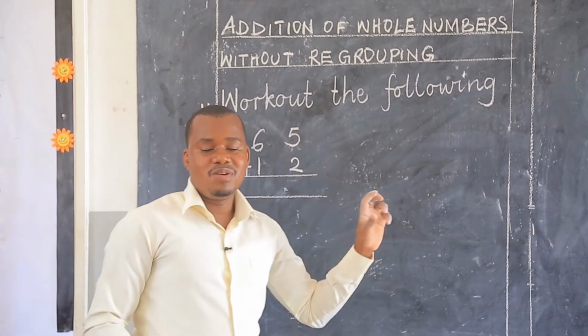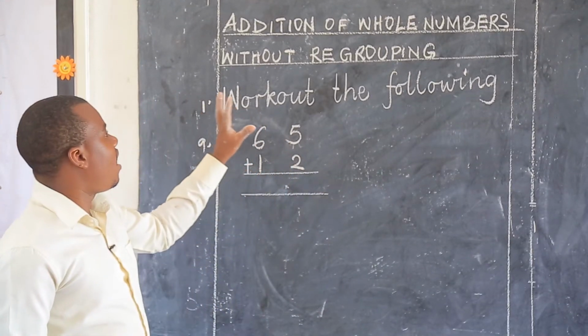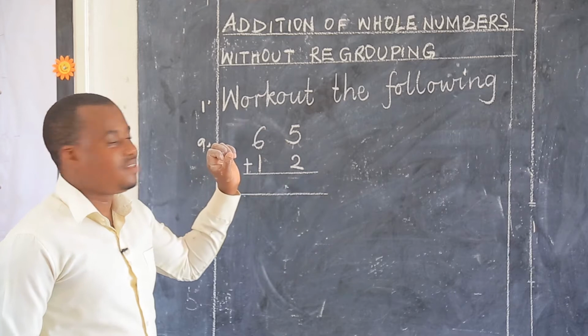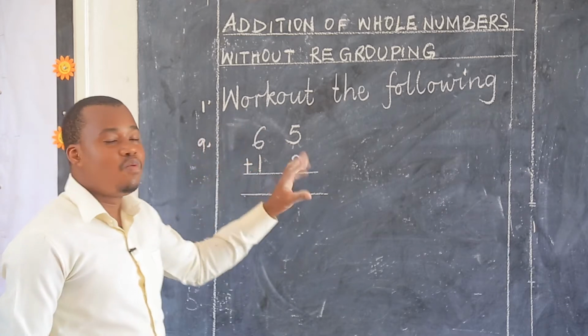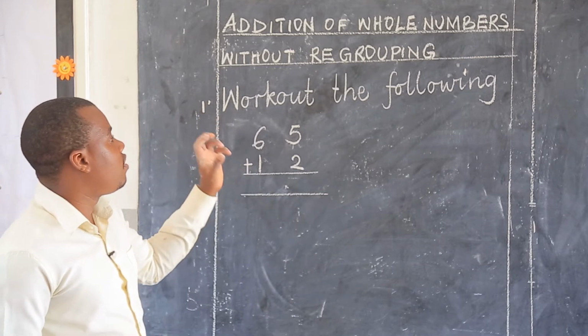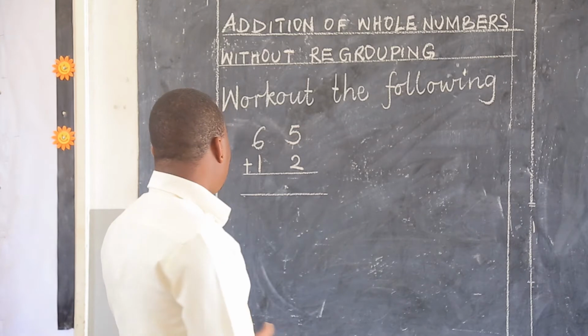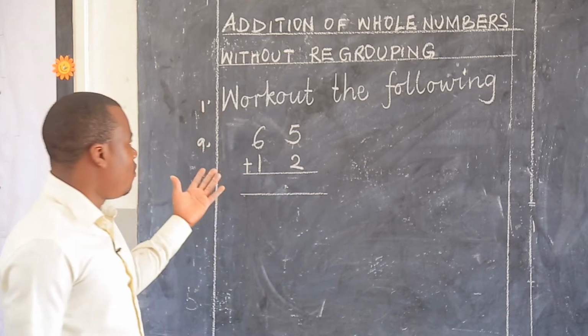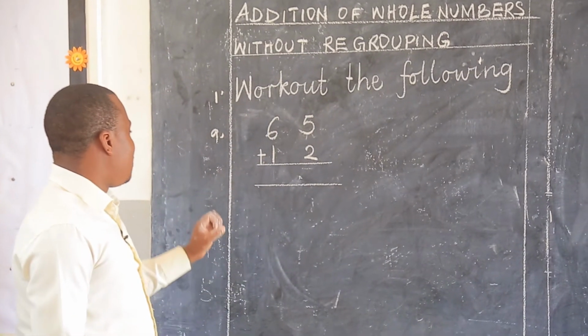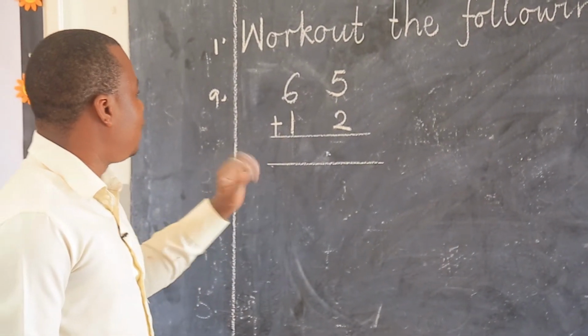So what are we looking at today? My good children, today we are going to add whole numbers without regrouping. So we are looking at addition of whole numbers without regrouping. And we are just going straight to our number. Number one, work out the following. Then this is 65 plus 12.